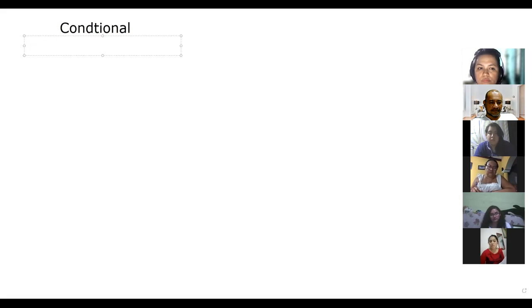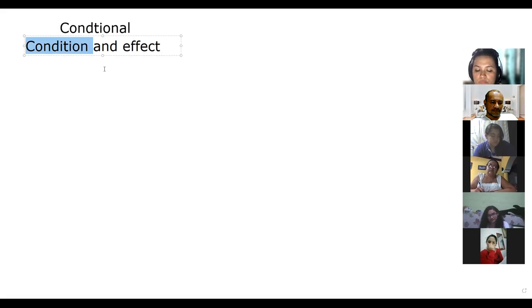A conditional, guys, is condition and effect, okay? Condition and effect, guys. This is a conditional. You have a condition, and then there will be an effect. Got it? So this is a conditional. And I misspelled it here. Conditional. Right? So this is a conditional.